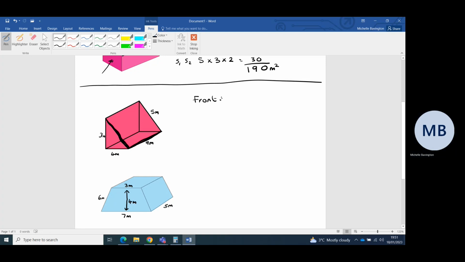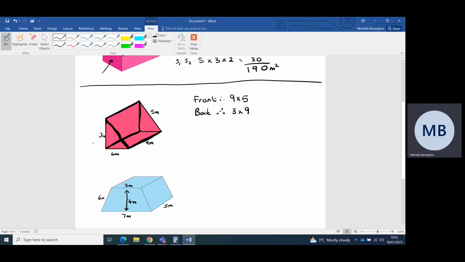So my front is therefore 9 times 5. That's my front. My back is 3 by 9. There's my back. That's my back, 3 by 9. That's my front, my back, and I've got these two triangles.